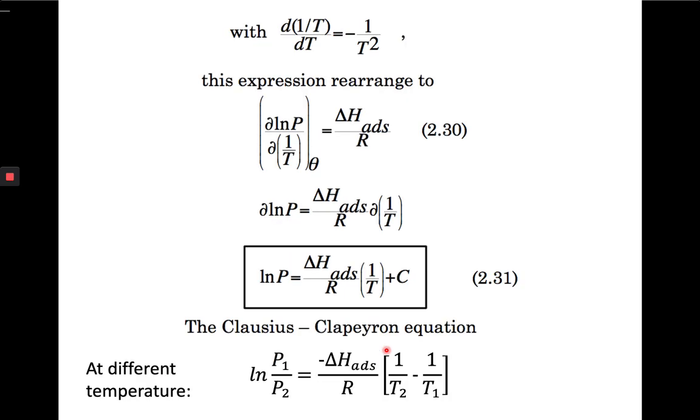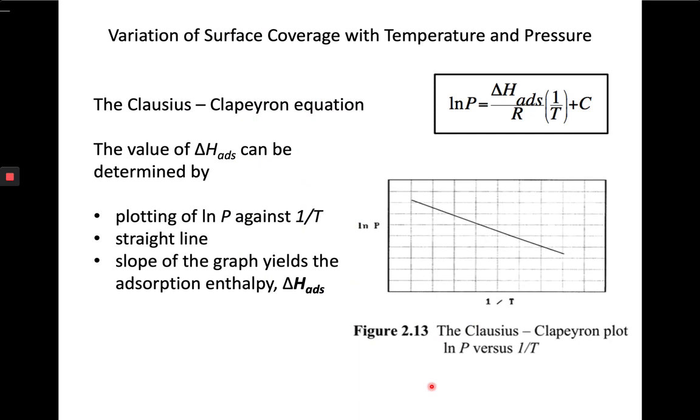This equation is known as the Clausius-Clapeyron equation. At different temperatures, this equation becomes ln P1 over P2 equals minus delta H adsorption over R times (1 over T2 minus 1 over T1). And finally, we can determine the value of delta H adsorption by using this Clausius-Clapeyron equation by plotting ln P versus 1 over T. It will give us a straight line plot, with the slope of the plot related to the delta H of adsorption.